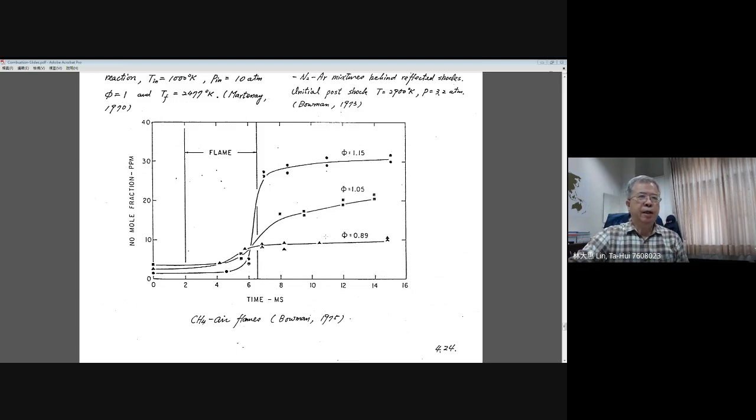For the lean case, they do not have too much thermal NO formation, but very close to stoichiometry, or a little bit toward the richer side, the NO formation becomes very strong, very prompt. Here, especially for the equivalence ratio of 1.15, this represents the other contribution coming from the prompt NO.